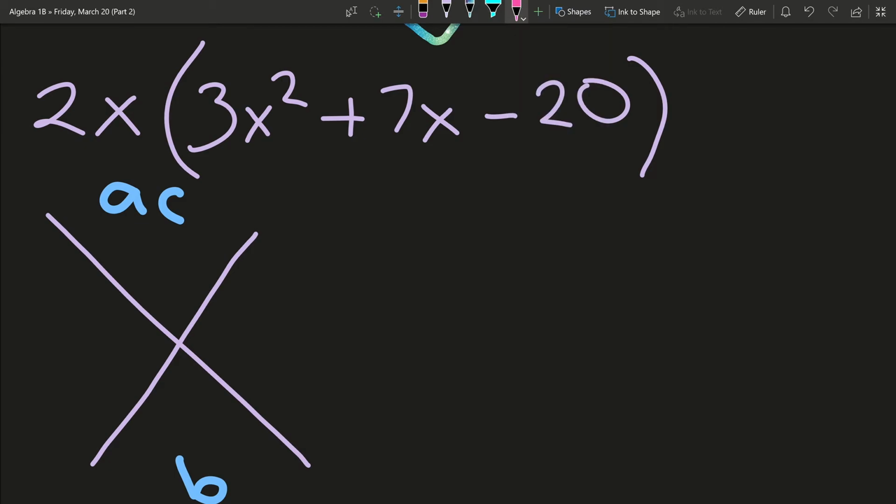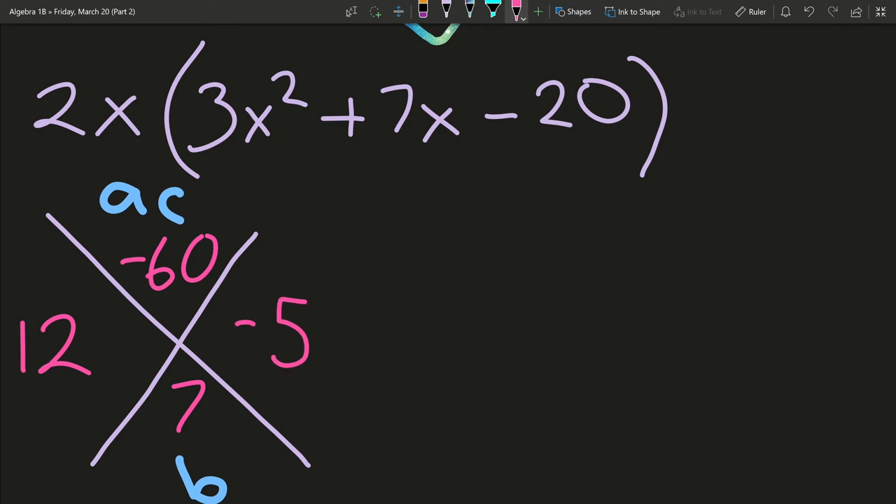A times C is going to be 3 times negative 20, which is negative 60. And then we have to take the B out too, and that's 7. And from here, we need to figure out what two numbers multiply to get negative 60, but add up to 7. So go ahead, use the table and figure it out. And your answer is going to be positive 12 and negative 5.